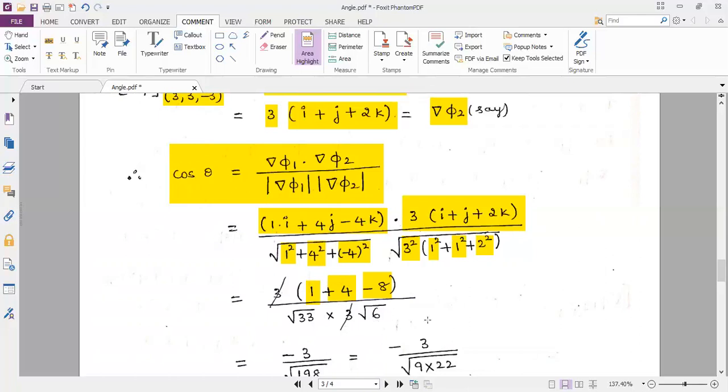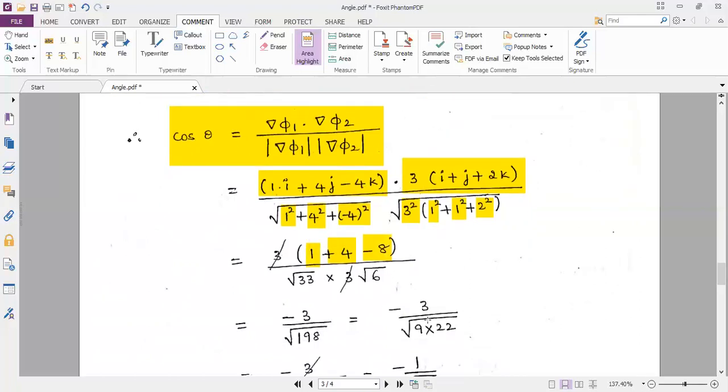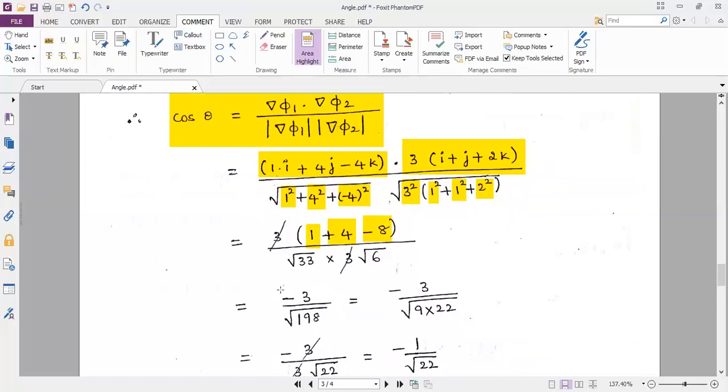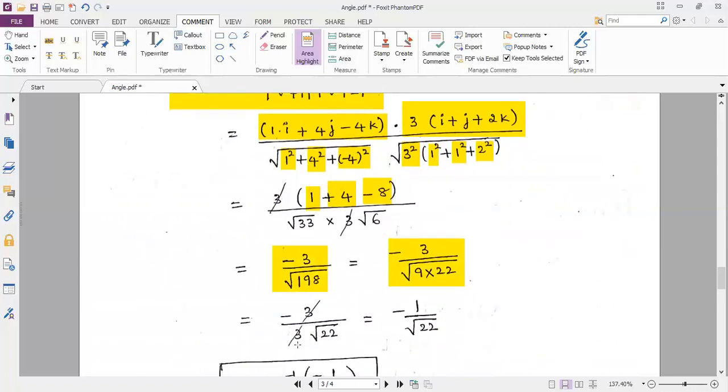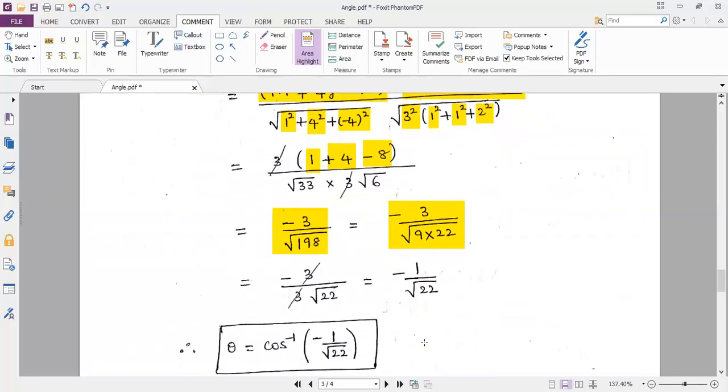So cancelling 3 both from the numerator and denominator, we have minus 3 divided by square root of 198, which can be written as minus 3 divided by square root of 9 into 22. Under the root, 9 can be written as 3. So 3 root 22. Cancelling of 3, we get minus 1 by root 22. So theta is equal to angle between the normals. Theta is equal to cos inverse of minus 1 by root 22, which is the required answer.